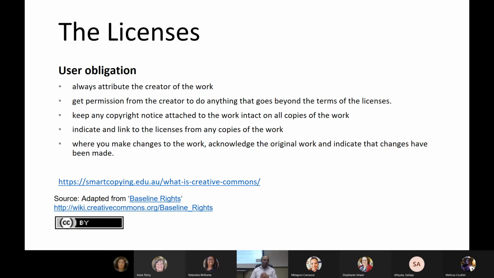Indicate the link to the license from any copies of the work. Where you make changes to the work, acknowledge the original work and indicate the changes have been made. For example, if you get any OER materials with CC BY, you are able to remix, readapt, redistribute. Even though you are allowed to remix, this is a courtesy. You have to acknowledge the original work. I did that change, just an acknowledgement. So where you make changes to the work, acknowledge the original work.